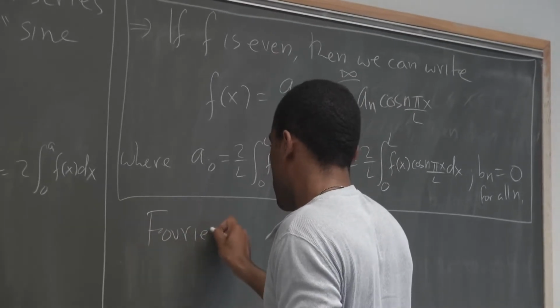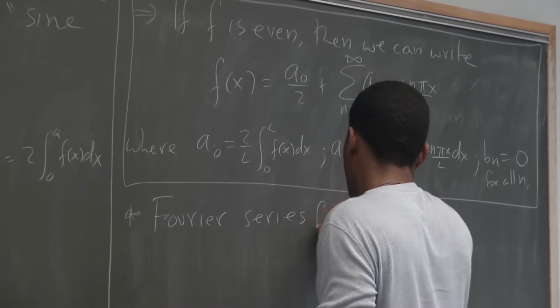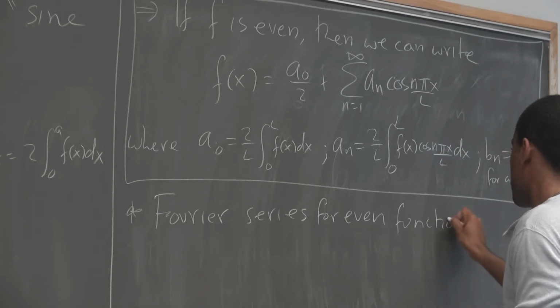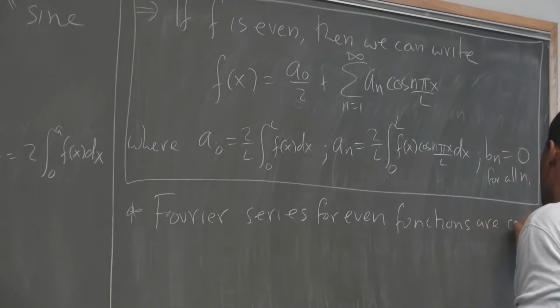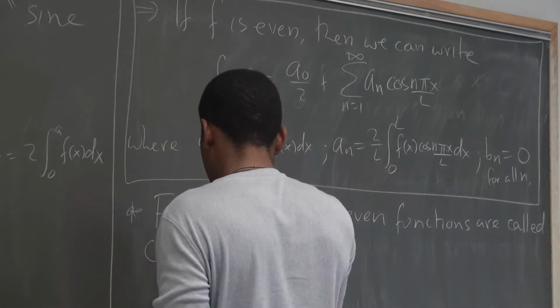Fourier series for even functions are called cosine series.